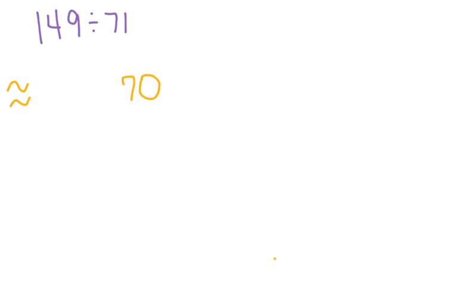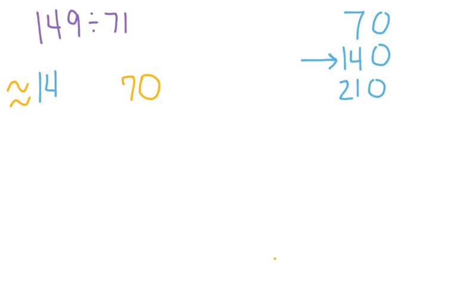Because when I start listing out my multiples of 7, or my multiples of 70 by just adding a 0, I don't see 150. So that tells me I can't do 150 divided by 70 quickly and easily in my head. But what I do see is 140. So in my head, I can say, well, 149 is definitely closer to 140 than it is 210. So I'm going to fill that in here and start this division problem.